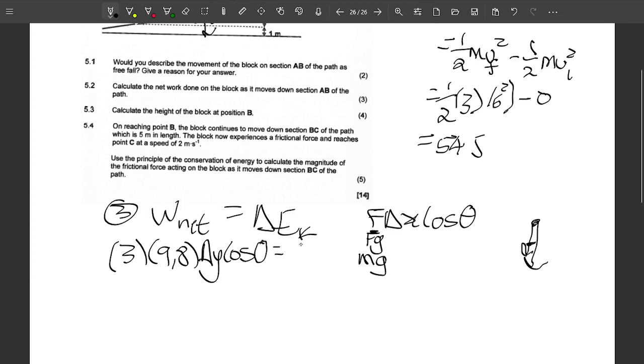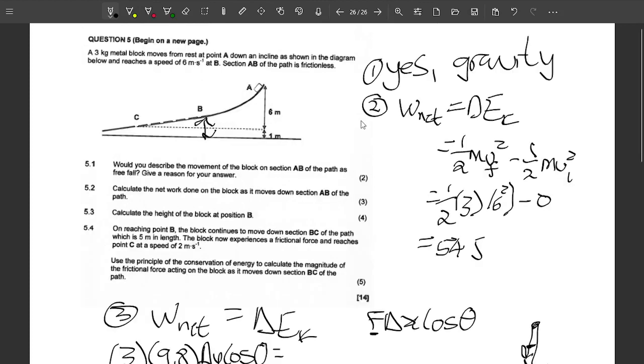Then my delta ek, I can make substitutions for this delta ek. Let me just get rid of this now. Remember W net is delta ek, hence I'm working with that. Actually, I know how much delta ek is. Let's scroll up a bit. My delta ek is the change in kinetic energy.